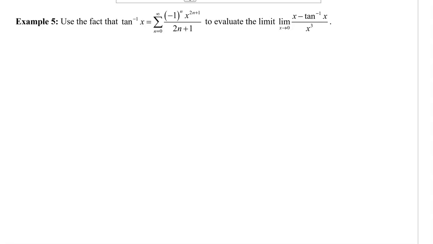Example 5, use the fact that tan inverse of x is equal to the sum n equals 0 to infinity of negative 1 to the n times x to the 2n plus 1 all over 2n plus 1 to evaluate the limit as x approaches 0 of x minus tan inverse x all over x to the third. So first, we're just going to go ahead and replace our tan inverse x in this limit with our power series.